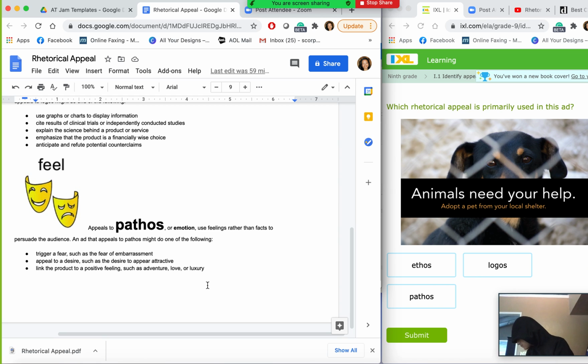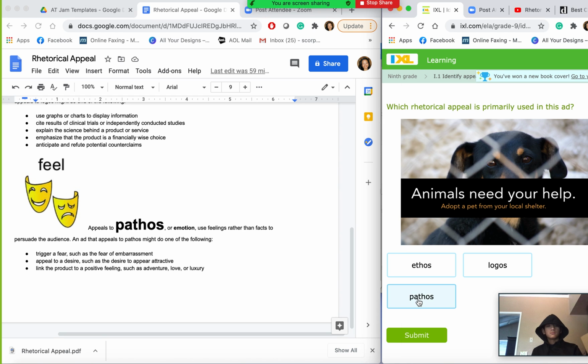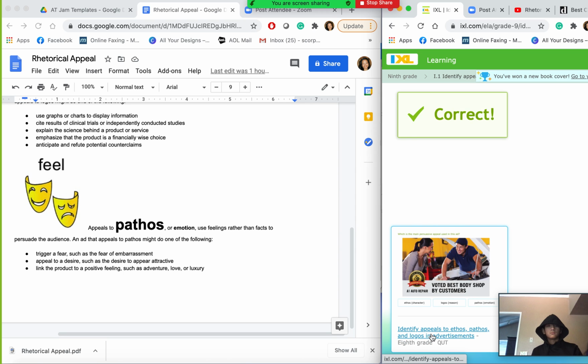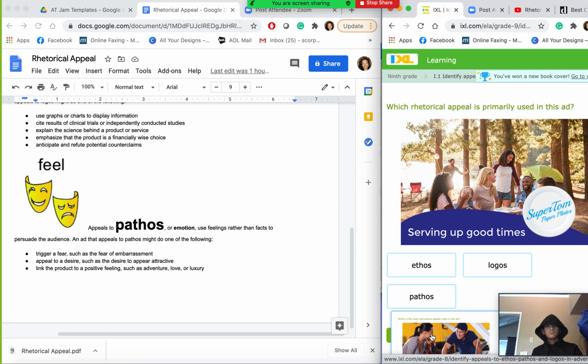Oops, that's okay, leave that there. All right, so you've already shown us that because you moved the cursor to pathos, right? So you can click it right there in iExcel. Click it again, yeah, there we go. Now we're on the right screen and submit it. Correct.